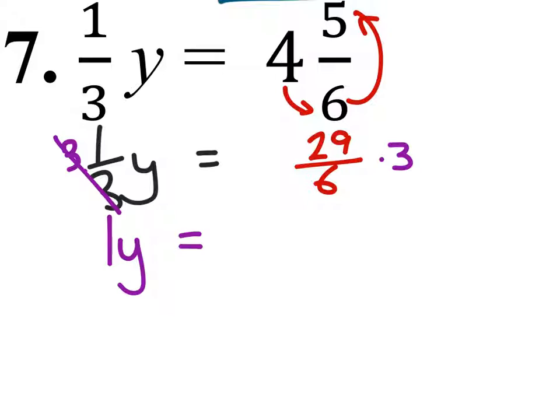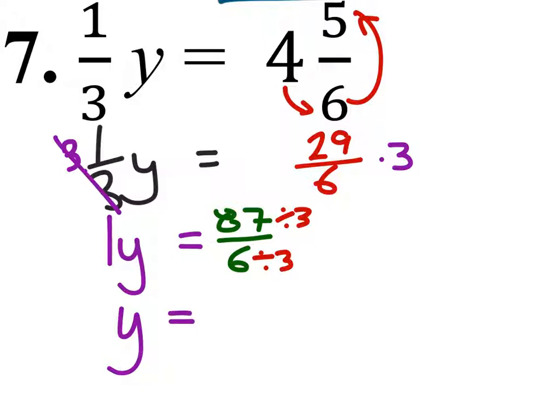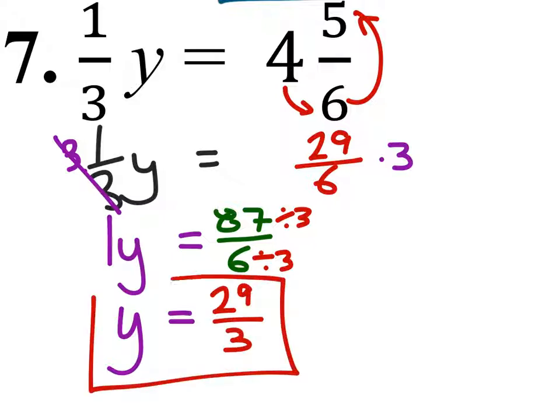29 times 3, 87. No, 87 sixths. And both of those are divisible by 3. Just to simplify this so that we get just a y equals 29 halves, not thirds. Oh yeah, I did it. Whoops, I got that one wrong.